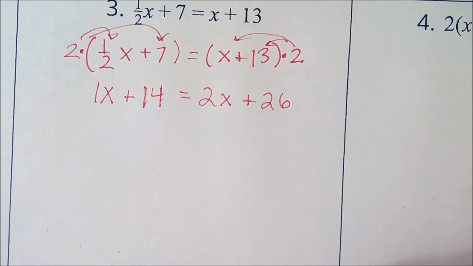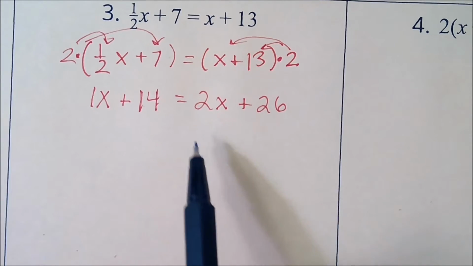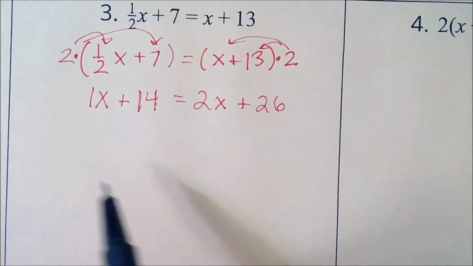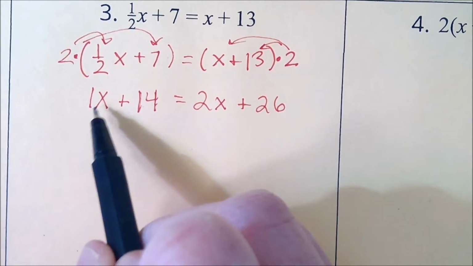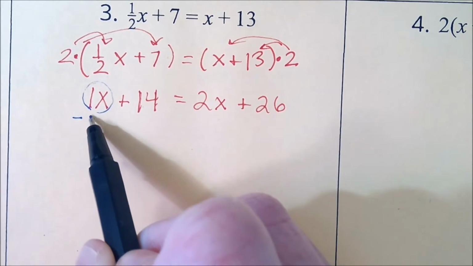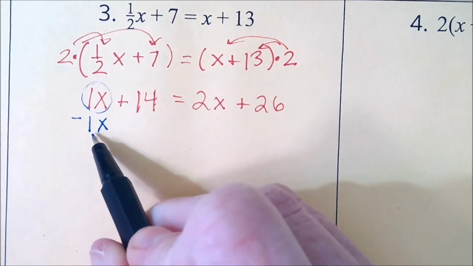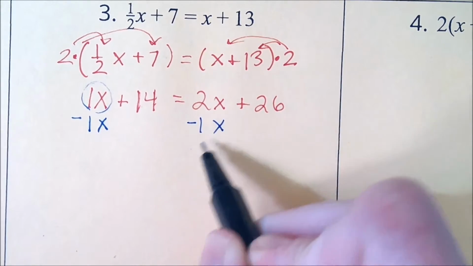But if you have the skills to clear out that fraction, which you do, you should use them. So now we've got to start rearranging these hangers. I'm going to eliminate the 1x on the left. If I have 1 positive x, I'm going to combine it with a negative x. Whatever I do on the left, I do on the right.